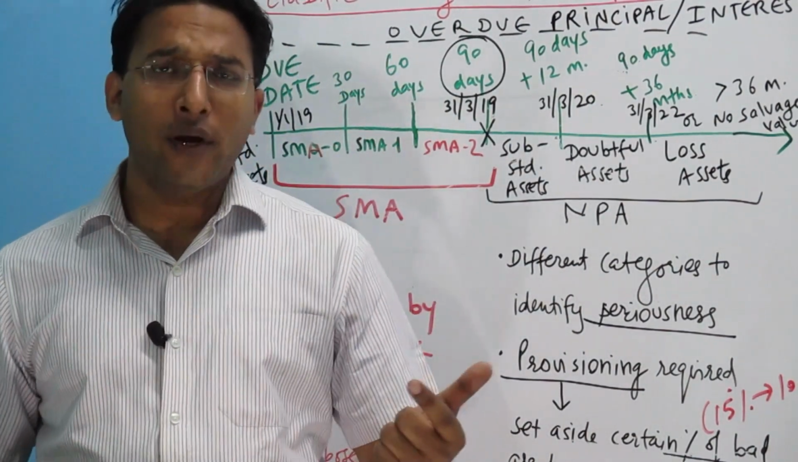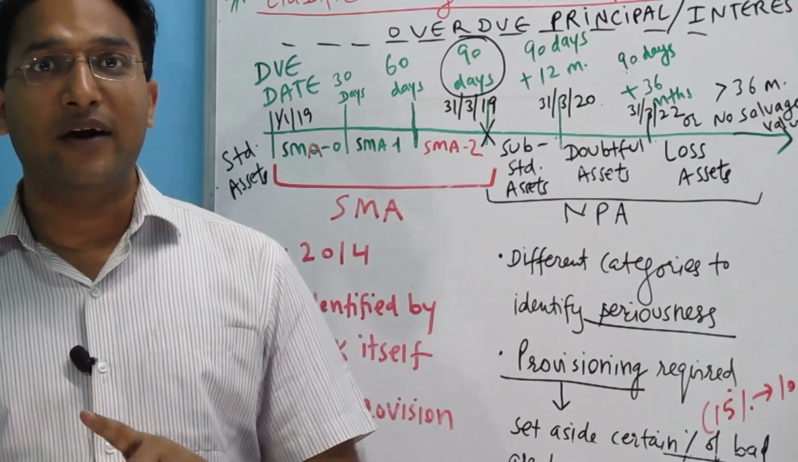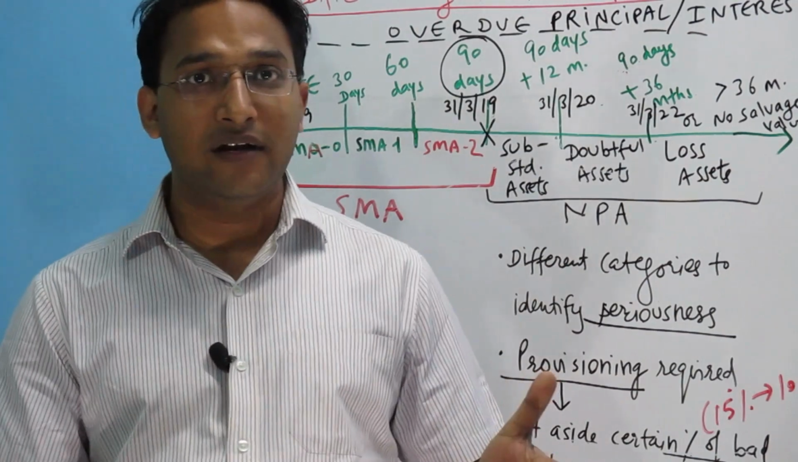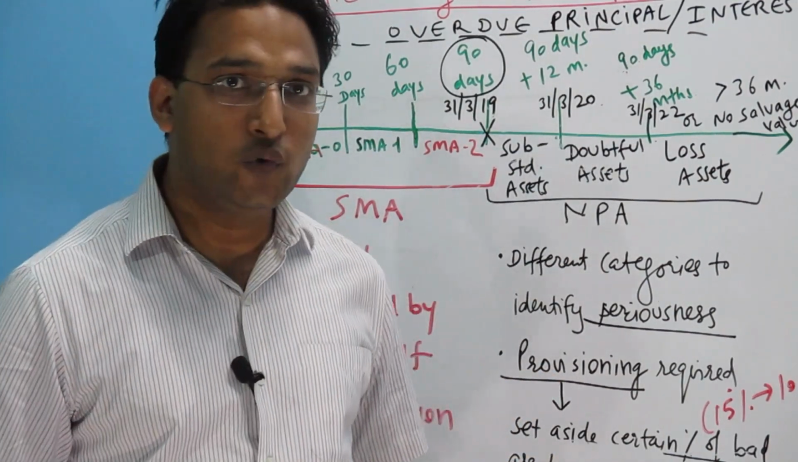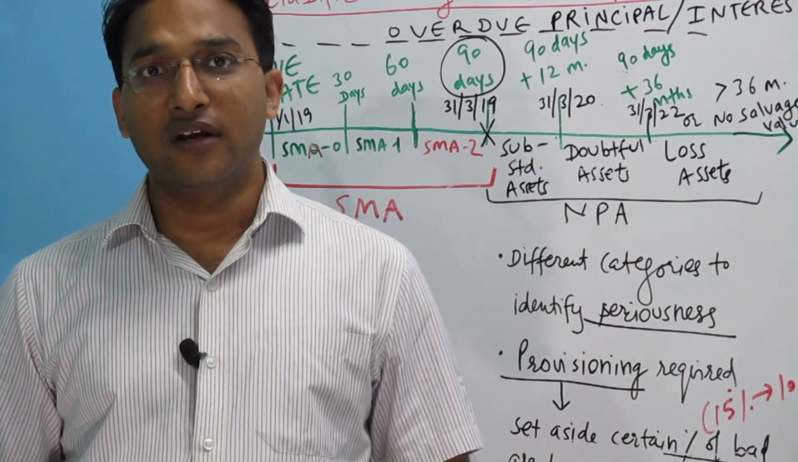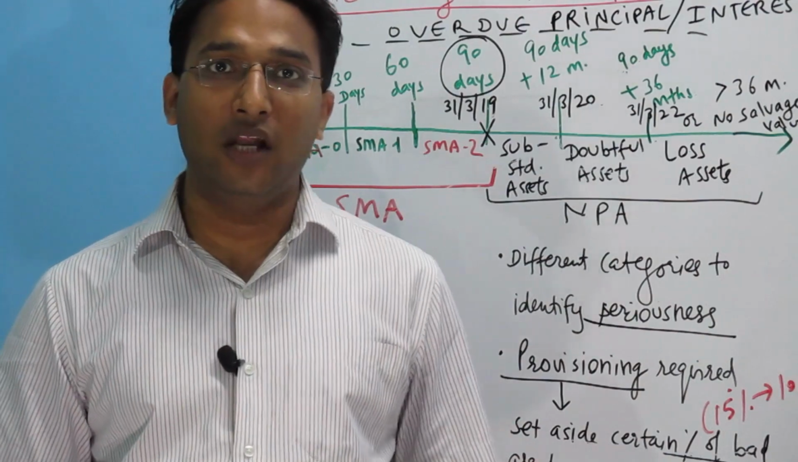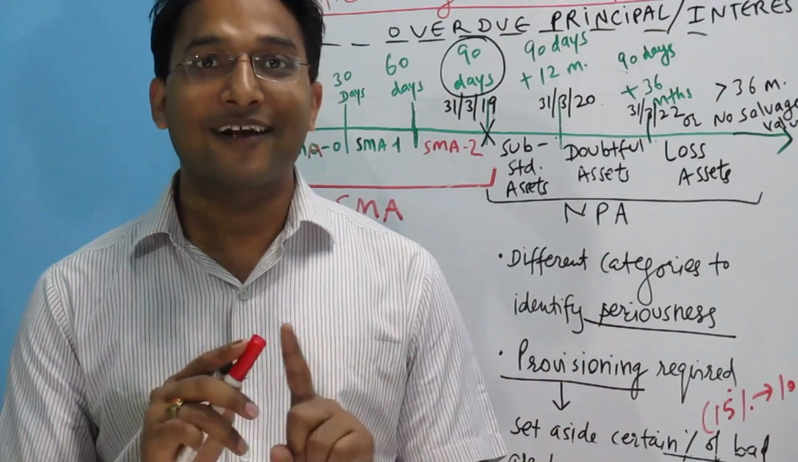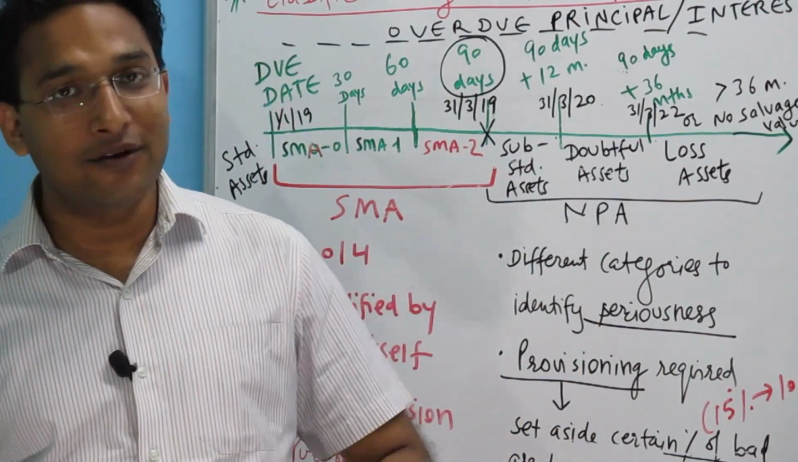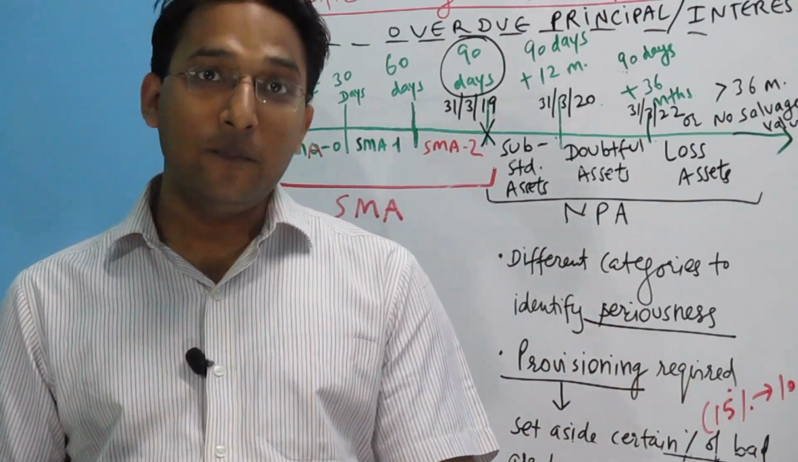Now you can think that if the bank has put aside some part of its profit, or if the bank has made the provision with respect to an NPA, is the customer relieved from its obligation to pay back the loan? No sir, the customer is not relieved. The customer has to pay back the loan even if it is an NPA.